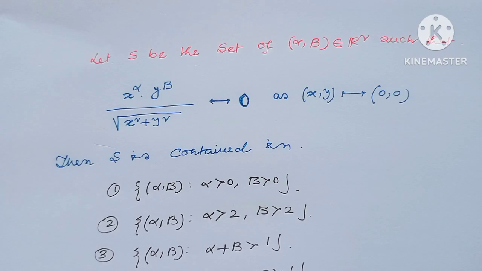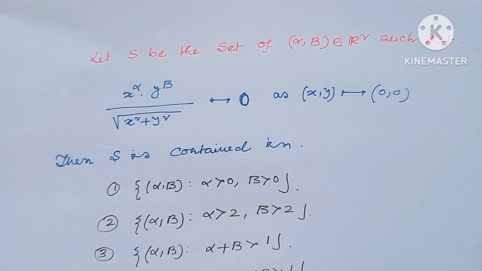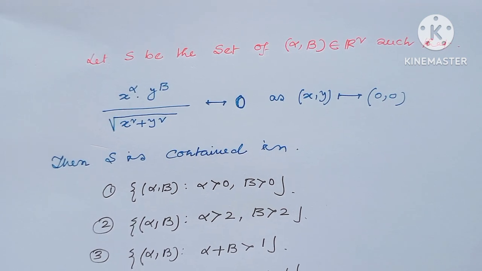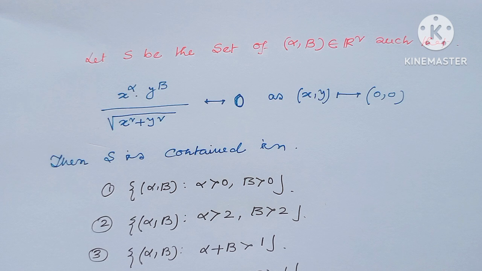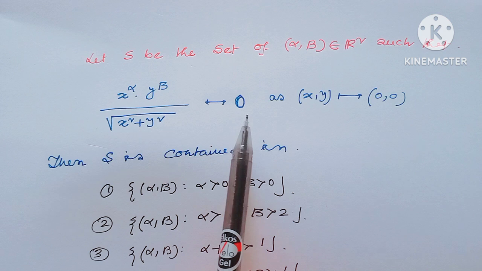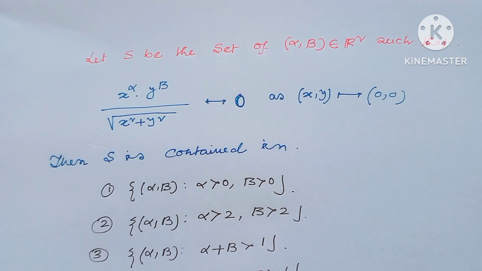Next question, let S be the set of all (alpha, beta) belonging to R2 such that x to the power alpha times y to the power beta divided by square root of x square plus y square tends to 0 as (x,y) tends to (0,0).